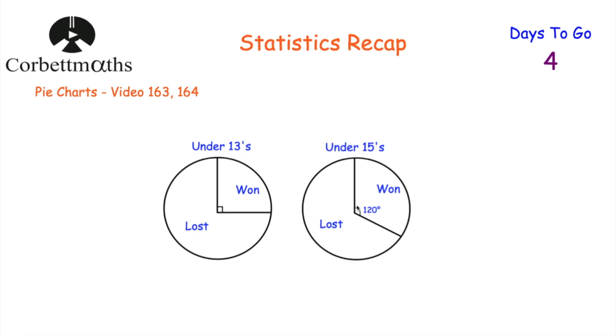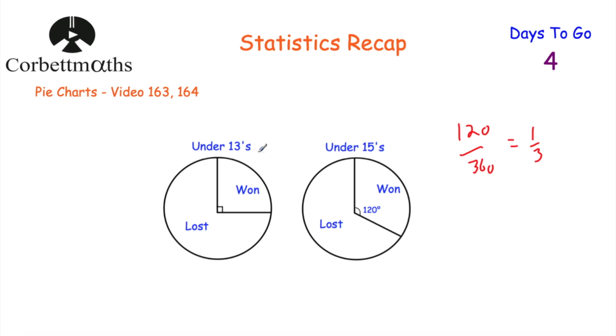Likewise with the under 15s, in terms of this sector, it's 120 degrees. If you do 120 over 360 and cancel that down, cancels down to be a third. So that means that they won a third of their matches, and then that means they lost 2/3 of their matches. And again, if you knew how many matches they played, you could then work out how many they won and how many they lost.